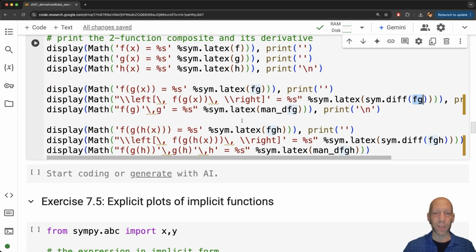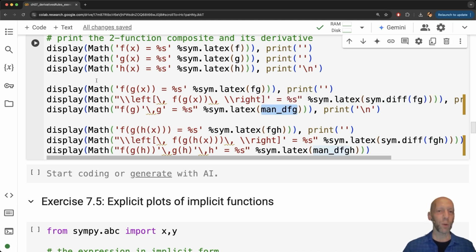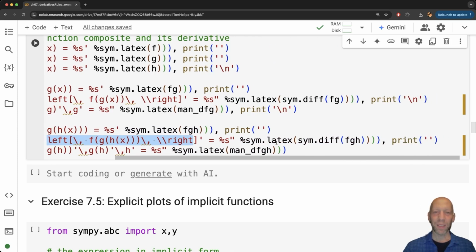And then here is the manual derivative by implementing the chain rule directly. So this is for the 2-function composition, and here's the same thing for the 3-composition function. Again, the LaTeX coding looks a little bit more complicated, but you can see this is basically just calling the functions that I have already defined here.